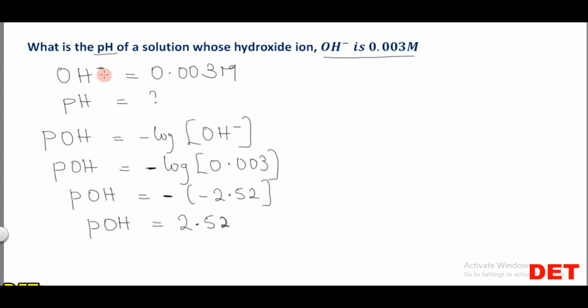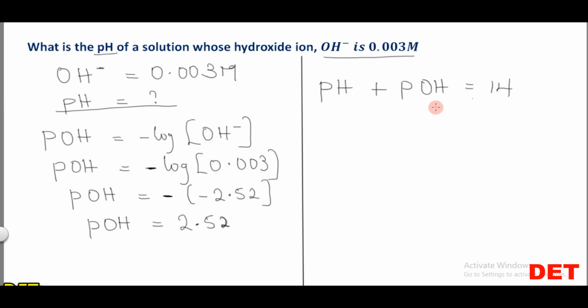The question says, what is the pH of the solution? So I'm asked to look for the pH, not the pOH. Now that we have our pOH, I can look for pH. What's the relationship between pH and pOH? pH plus pOH is equal to 14. This is the relationship between pH and pOH.